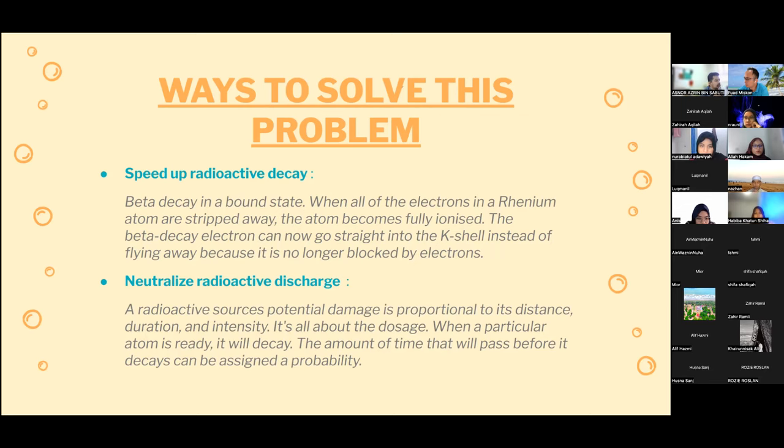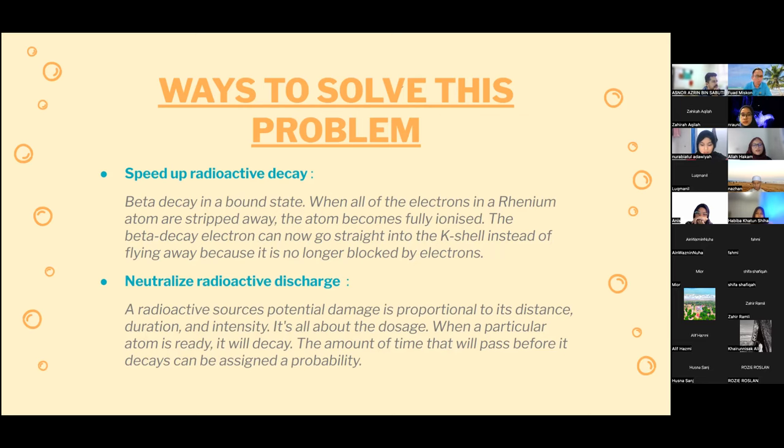So what this point means right here is that if we were to put the right chemicals or right things into the radioactive discharge, then there's a possibility that it can also be stabilized faster. And that's why it said that there's a probability. That's why it said that the dosage matters, because there is a way for it to be stabilized faster.